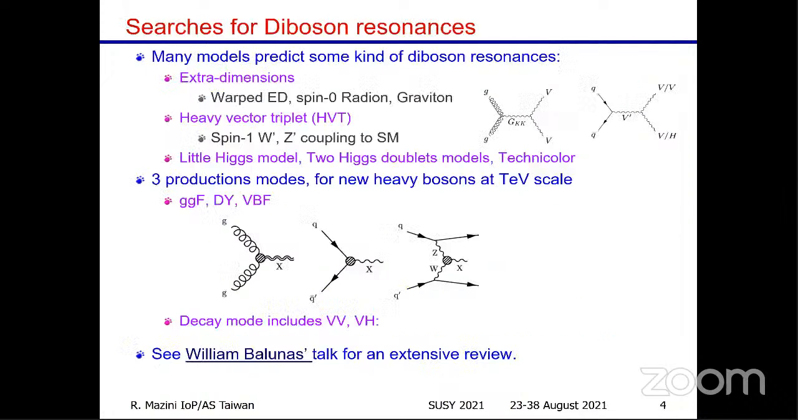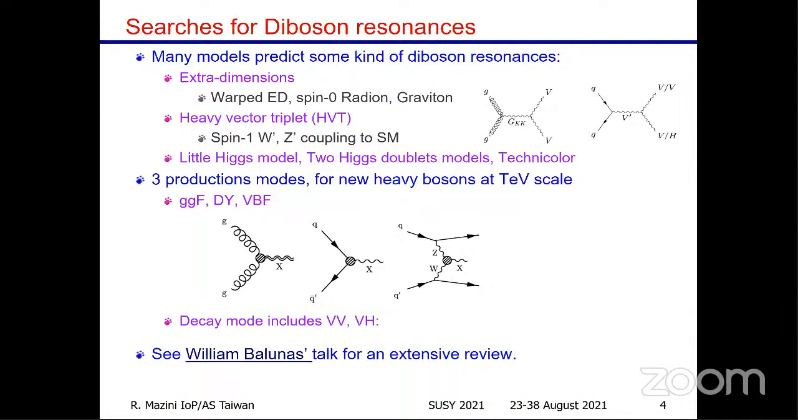I will start with one of the first topics that basically everybody was searching for. Many models predict some kind of diboson resonances, either extra dimensions, heavy vector triplets, little Higgs models, and so on.